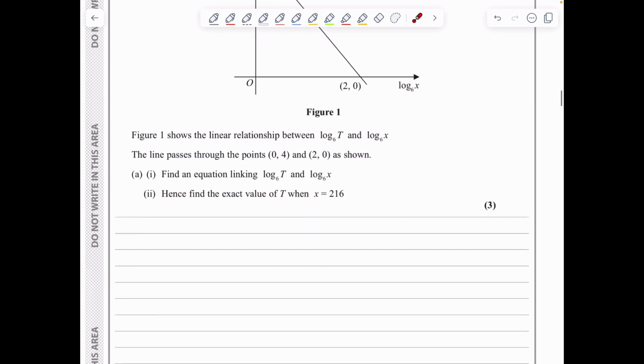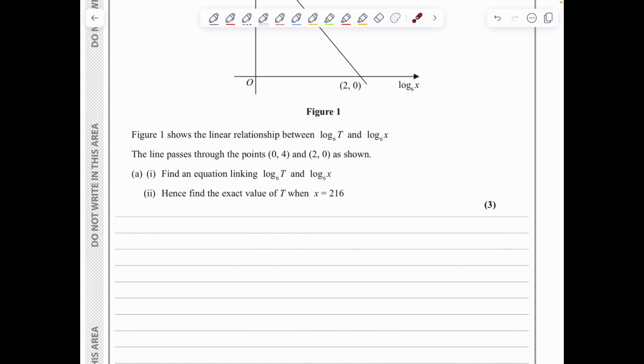Well, let's start by reminding ourselves that the gradient is given by y2 minus y1 over x2 minus x1. Well, in our case, the gradient is 4 minus 0 over 0 minus 2, which gives an answer of negative 2. We can see that the cut on the y-axis is 4, so c is 4, the y-intercept, and therefore we conclude that log of t base 6 is equal to 4 minus 2 log x base 6.